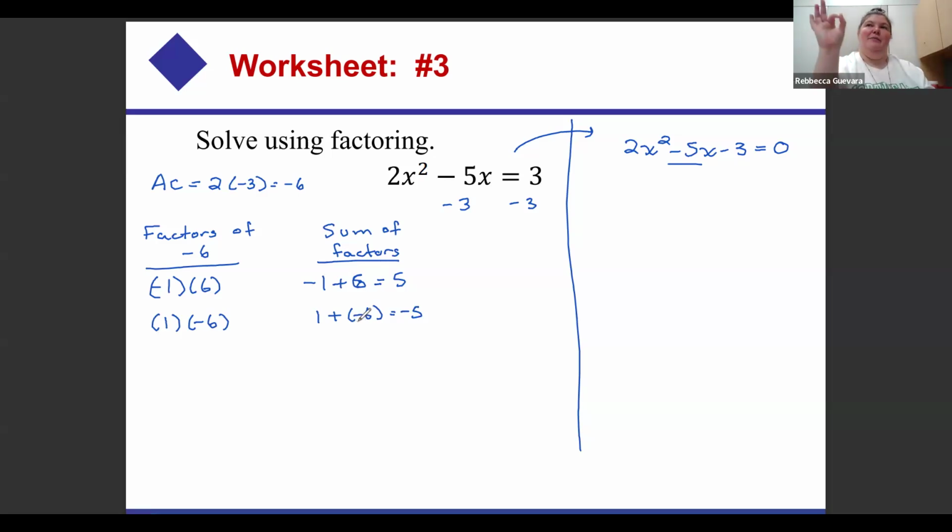So like I said, AC method, so it tells me how I break up the 5. Like I just lost what I said it was. So we said we can break this negative 5x into x, and it's negative 6x.